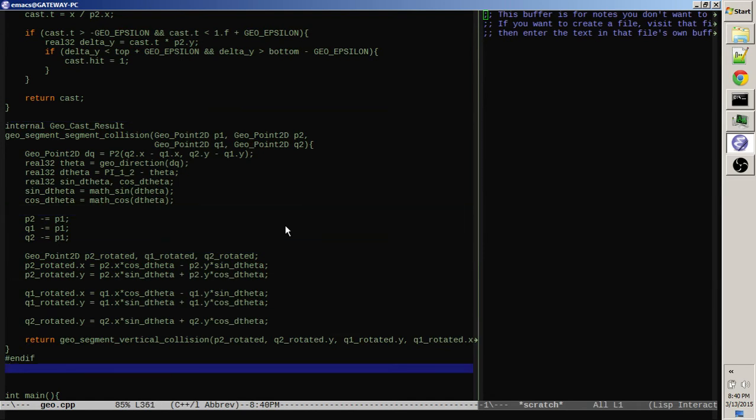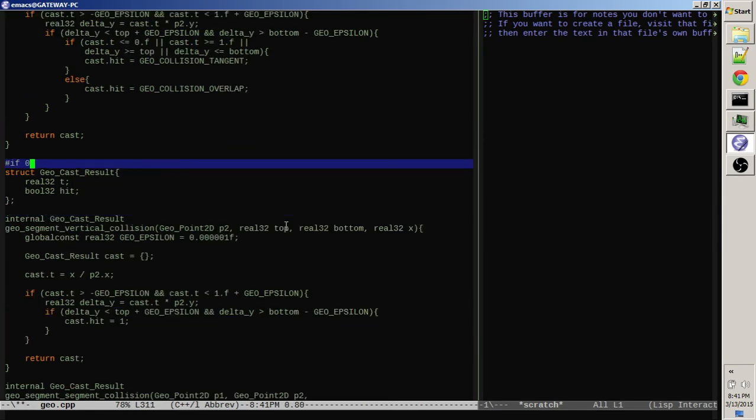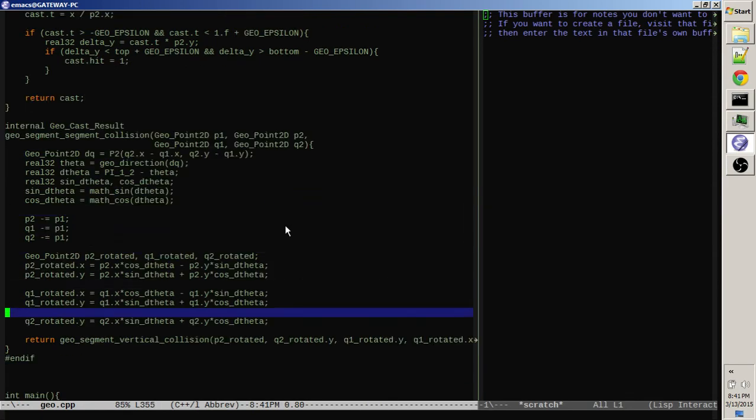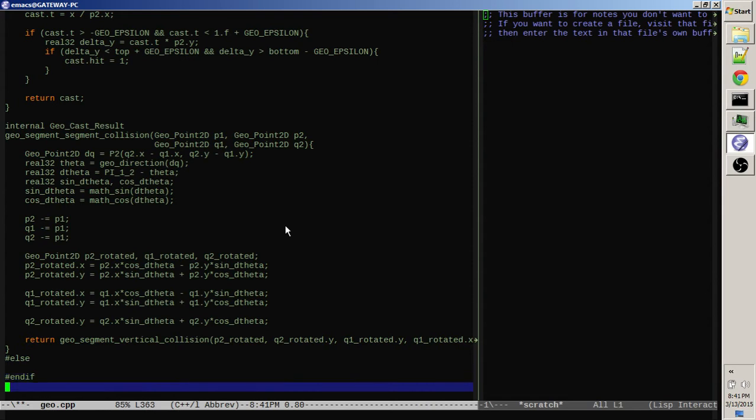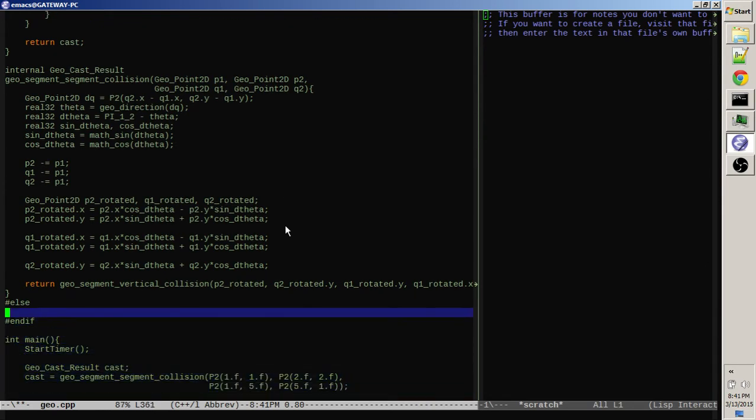Along the way I've suggested that there might be other ways of doing segment collision that we might also want to try, and then we're going to compare them against this method. So we're going to preprocessor that out, I guess. I'm going to take that all out. And the project's going to stop building, of course, for a little while, but we'll get that fixed shortly.